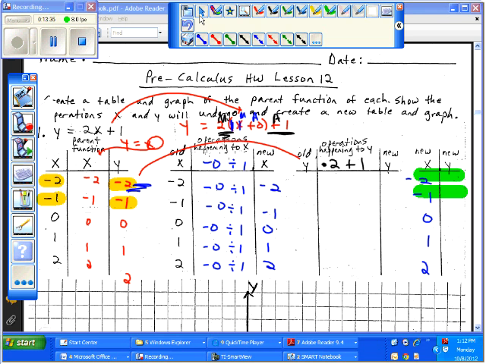Now, you understand, I'm going to take my old y's. This was my old y's, right? And I'm going to say, where do these things end up? Where does the negative 2 end up? And the negative 1? And the 0 and the 1 and the 2, where do they end up?